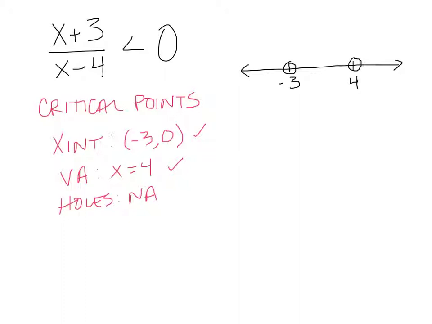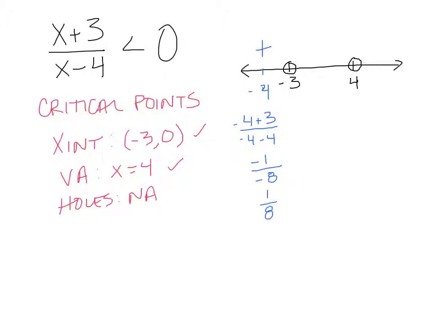Well now, if I don't want to have to graph the entire thing, I can go ahead and choose a test point in between all these intervals to see which of the intervals represent my solution set. So I'm going to start with a test point of -4. So that means evaluate your function at -4 and see what the sign is. So I have -4 plus 3 over -4 minus 4. Well, that ends up being -1 over -8, which is positive 1/8.